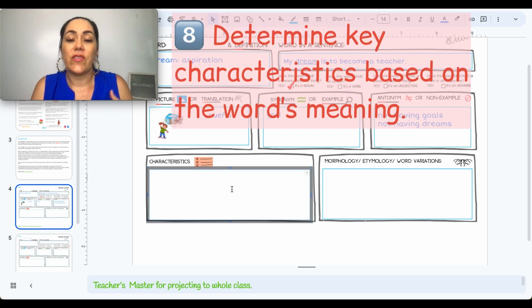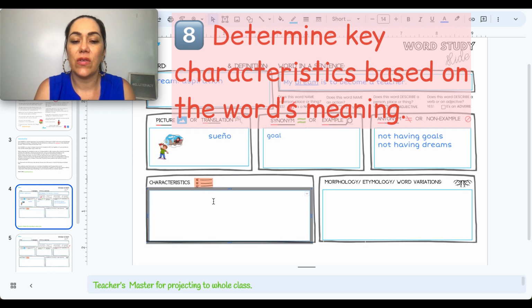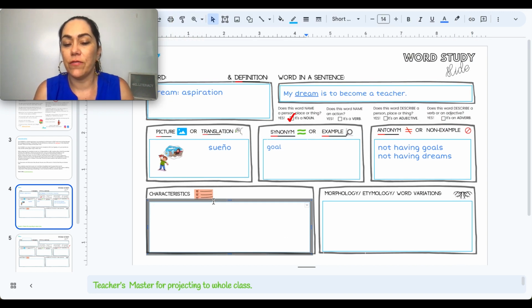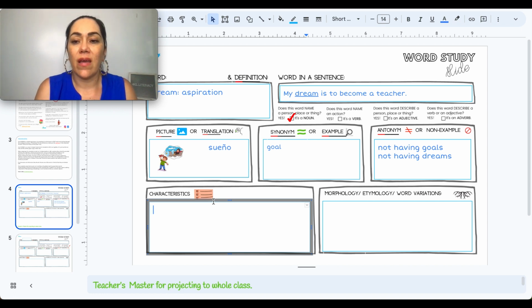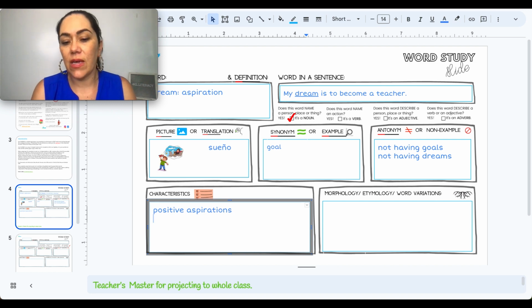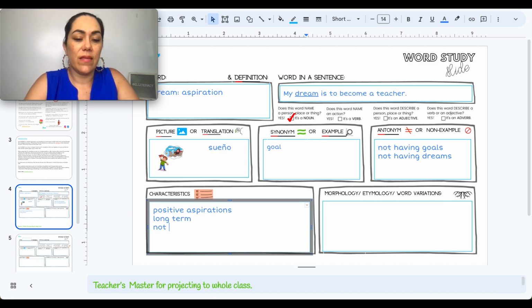Then we look at characteristics. For this, there's no link because this is a teacher-directed activity. We have a class discussion and I have my students figure out what are some of the characteristics of dreams. So I give them examples. Could this be a dream? Could I say that my dream is to climb up a mountain and fall off a cliff? Could that be a dream that I have for my future? And they get the fact that dreams are positive aspirations or wishes or desires. Another characteristic of dreams is that they are long-term and not easy.